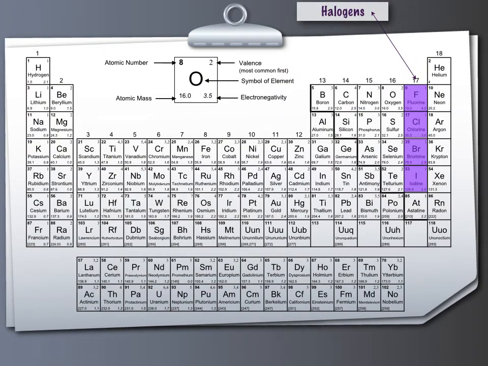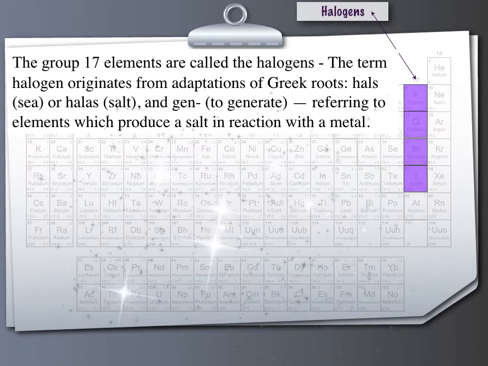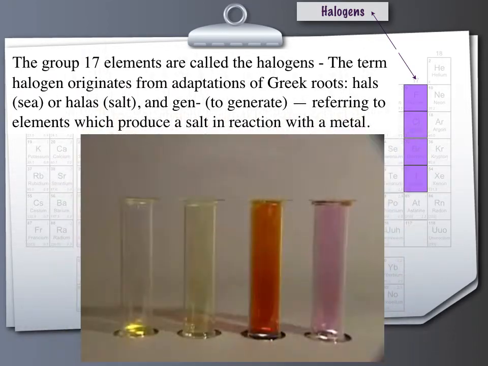Group 17, the halogens. The group 17 elements are called the halogens. The term halogen originates from the adaptations of the Greek roots hals, which means sea, or halos, which means salt, and gen, which means to generate, referring that these elements will produce a salt in a reaction with a metal.